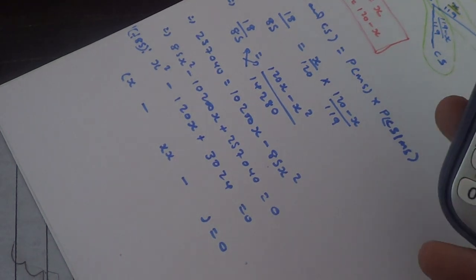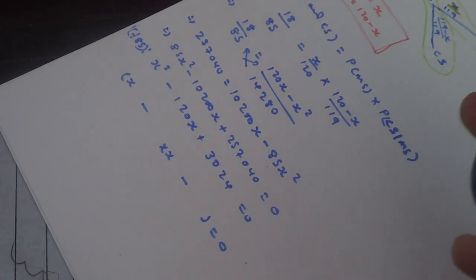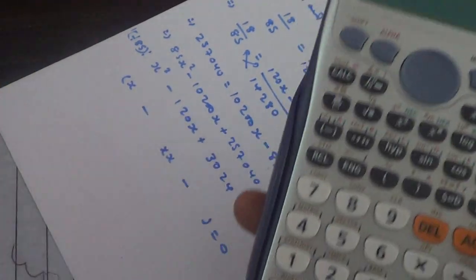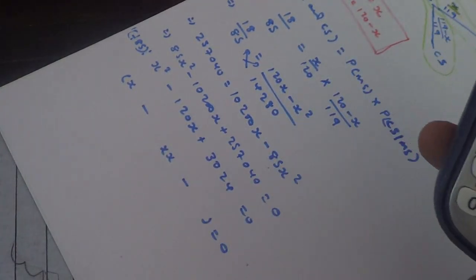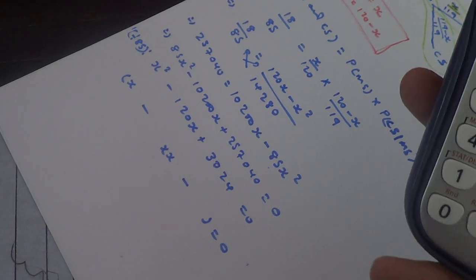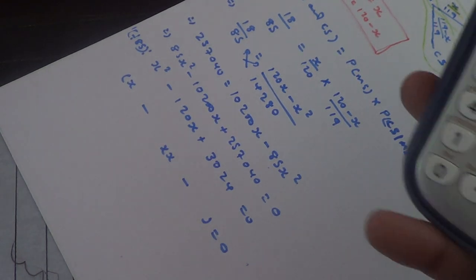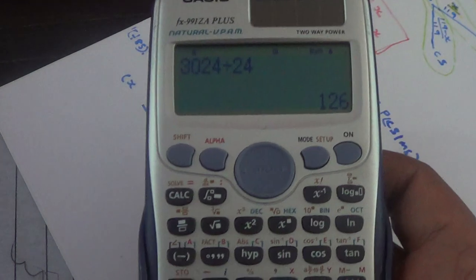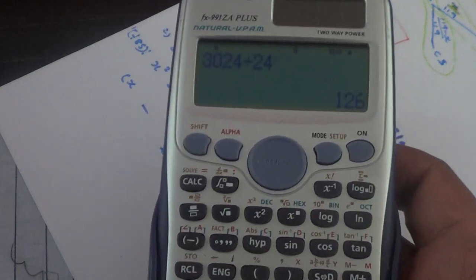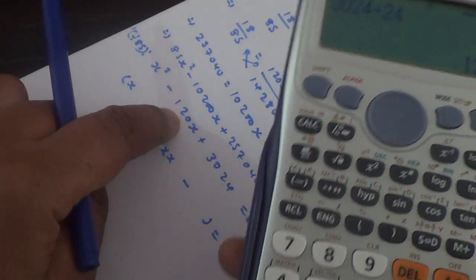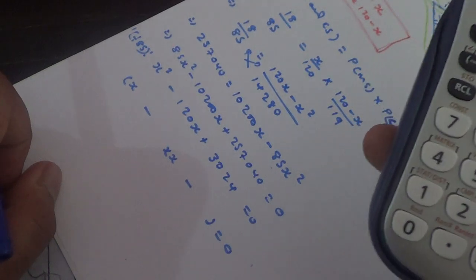So 3024, you can just say divide by, say, 16 for starters. So I get 189. So 189 plus 16 is not 120. So this one is out. So 3024 divided by, let's say, 24. It's 126. So 126 plus 24 is not 120. So it's already out.